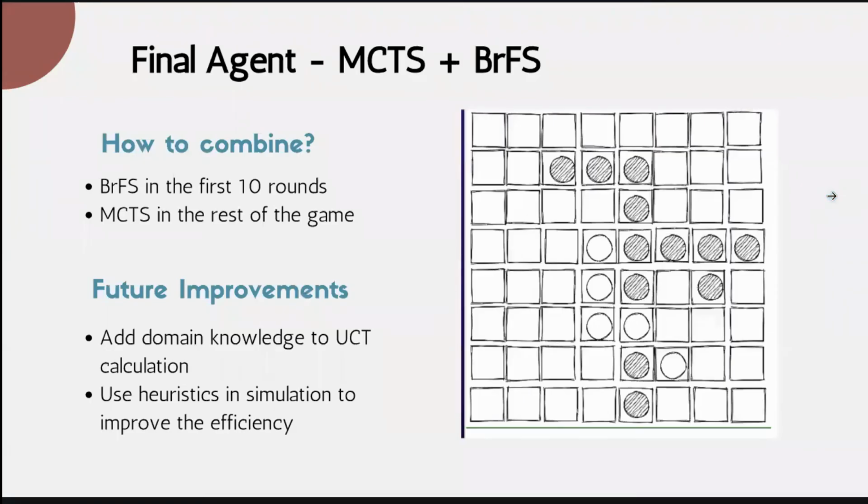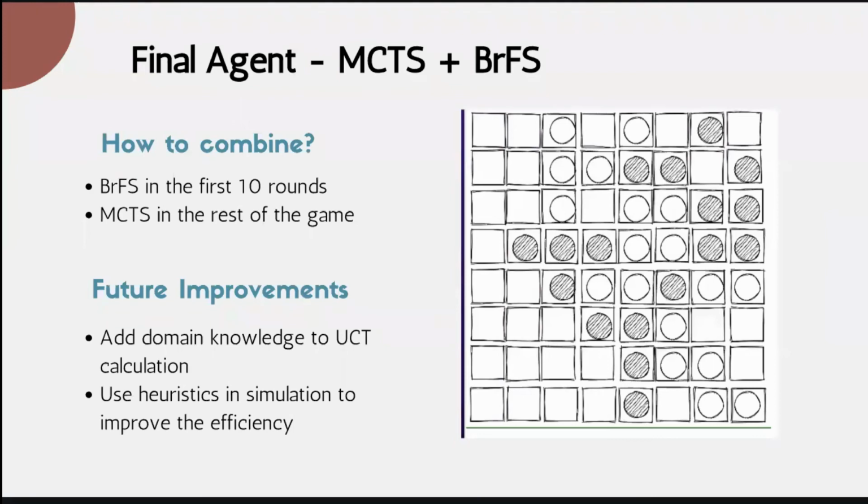So our final agent is a combination of Monte Carlo Tree Search and breadth-first search. Realizing MCTS's bad performance at the beginning of the game, we use breadth-first search in the first 10 rounds of the game and use MCTS in the rest of the game.